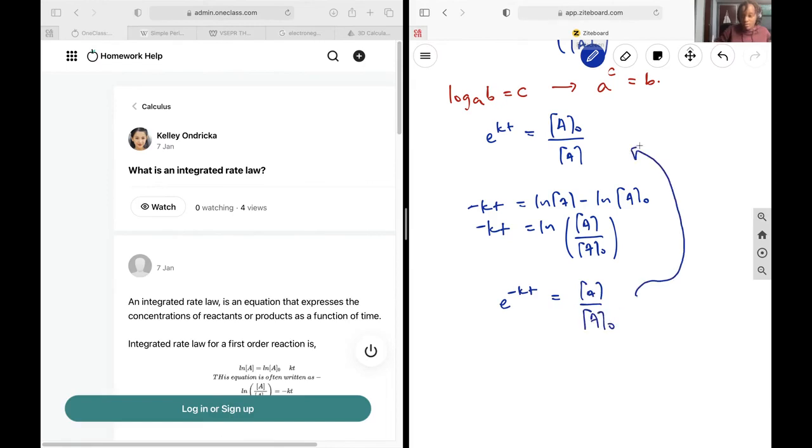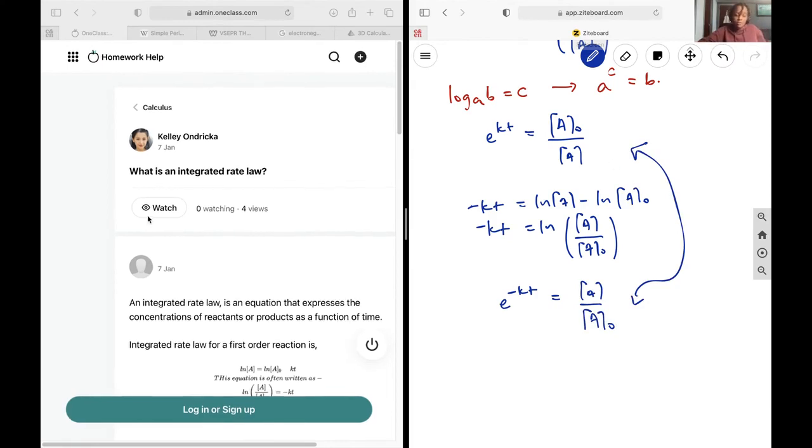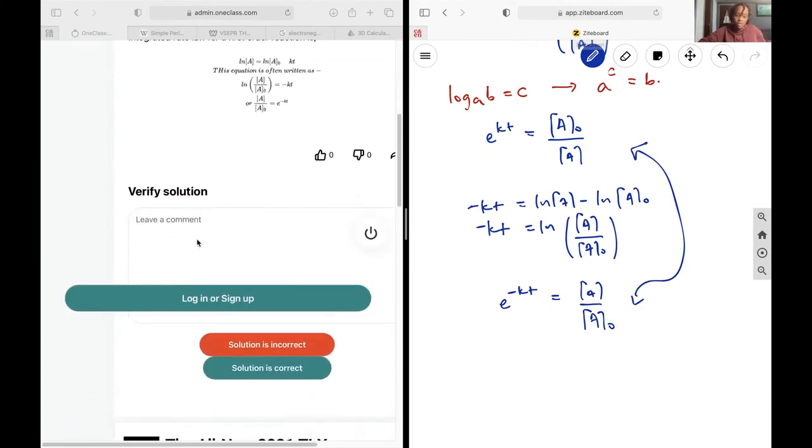So either of these two can be used, and they're quite useful in your calculations when you're performing them in chemistry, for example, in labs.